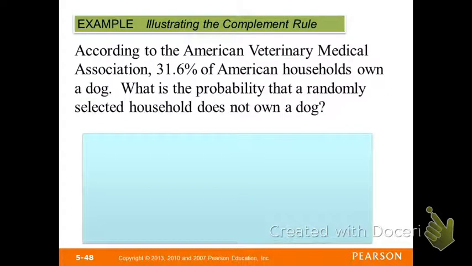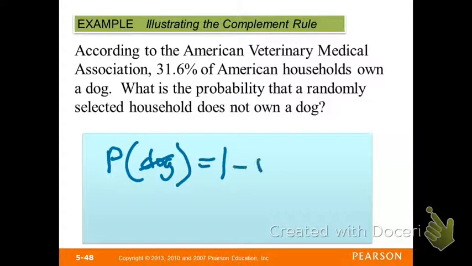According to the American Veterinary Medical Association, 31.6% of American households own a dog. What's the probability that a randomly selected household does not own a dog? So we're talking about owning a dog, and the complement is not owning a dog, okay? Hopefully this is pretty obvious to you. The probability of no dog is equal to 1 minus the probability of the household having a dog.